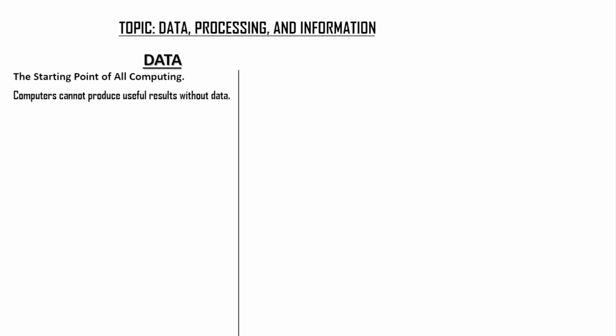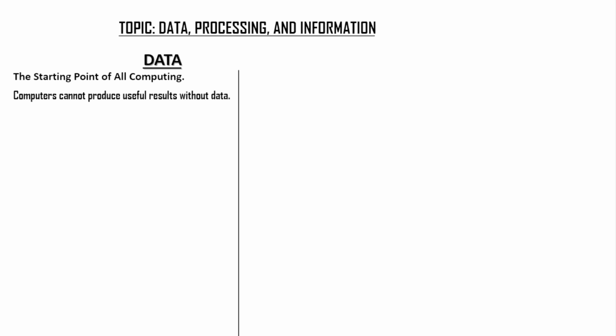So now that we've understood the history of computing, let's begin looking into how computers actually work internally. Before a computer can calculate anything, before it can display a result, before it can help you send messages, watch videos, or even open an app, it must first receive something. And that something is data. Data is the foundation of all computing.